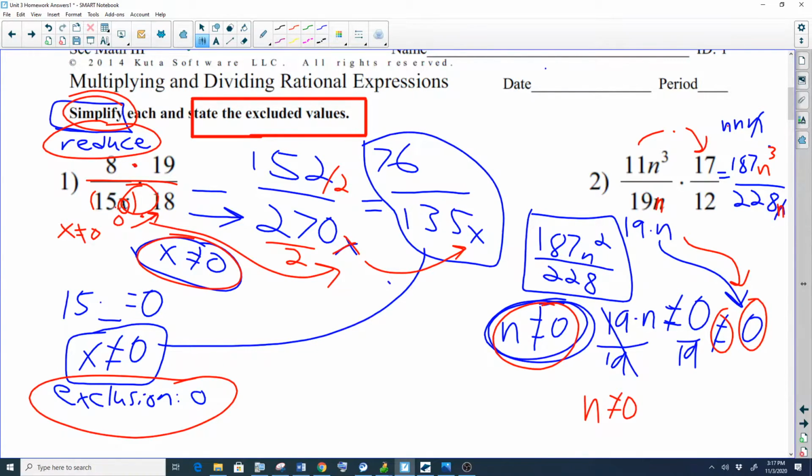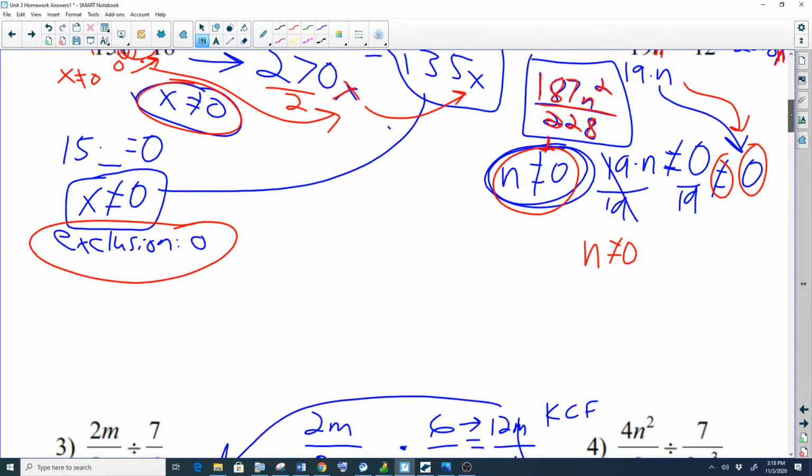So as you can see, there's 1, 2, 3 n's ending up here for n to the third power. One of them cancels on the bottom, leaving us with just an n squared. So our final answer is 187 n squared divided by 228. And our exclusion that goes with that is 0. The exclusion is 0.